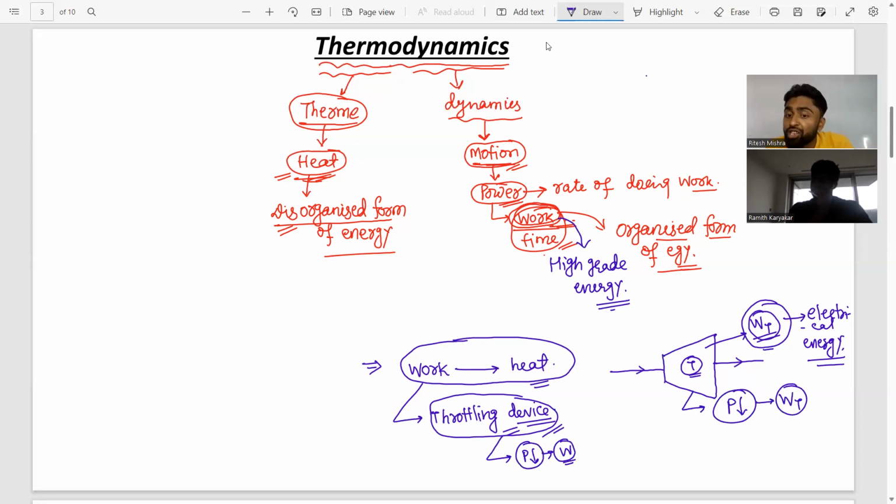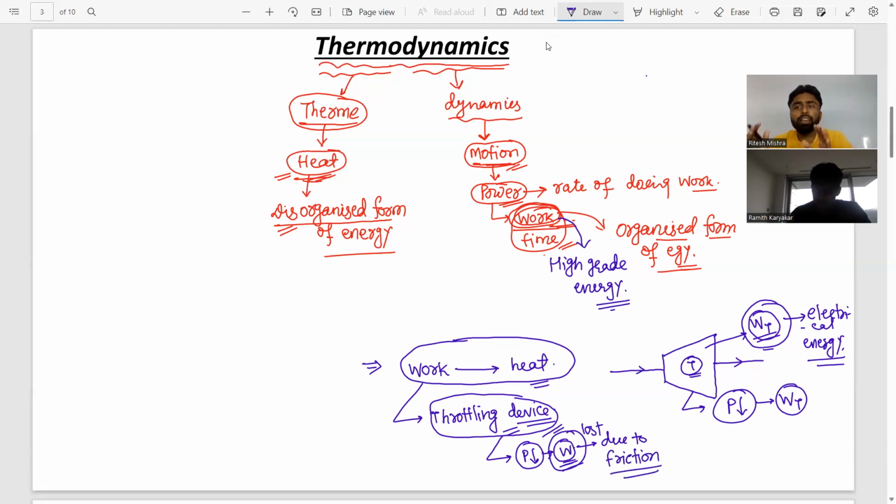It is lost due to high friction, because the throttling device is a restricted device. Here a small passage is given. In that small passage the substance is flowing, so it is called restricted flow. Due to this restricted flow, high friction occurs, and the work which I would obtain here is completely lost due to the friction.